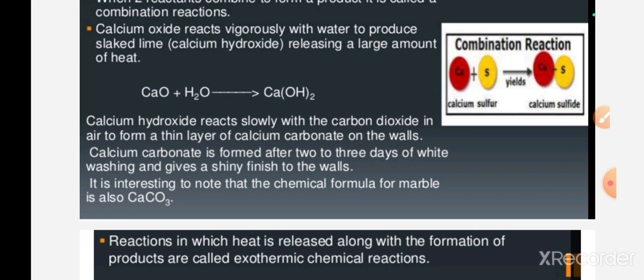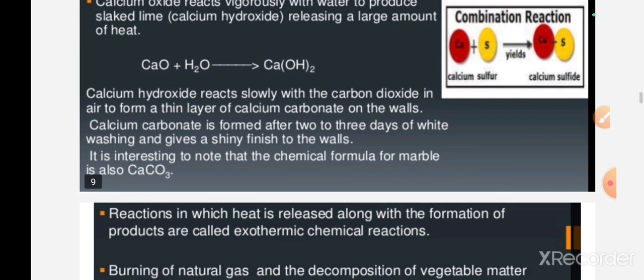Then calcium hydroxide reacts slowly with the carbon dioxide in air to form a thin layer of calcium carbonate on the walls. Calcium carbonate is formed after 2 to 3 days of whitewashing and gives a shiny finish to the walls. It is interesting to note that the chemical formula for marble is also CaCO3.